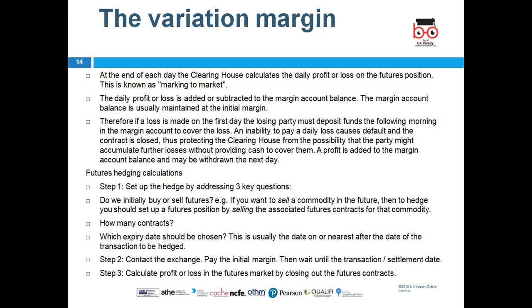The profit and loss is added to or subtracted from the margin amount of the balance. This is all about the system which we can set, based on which margin you want, variation margin or futures hedging calculations. We can look at how we can do the first step. We can follow 3 steps.